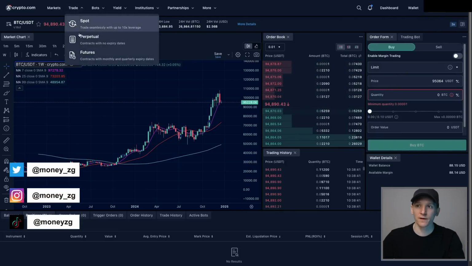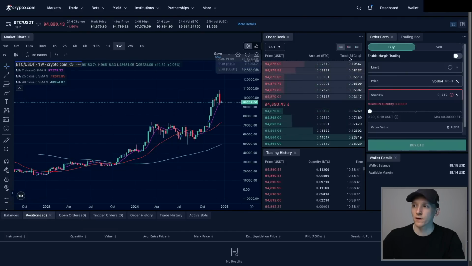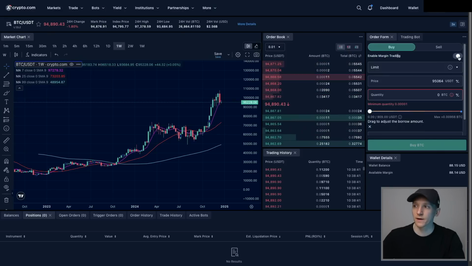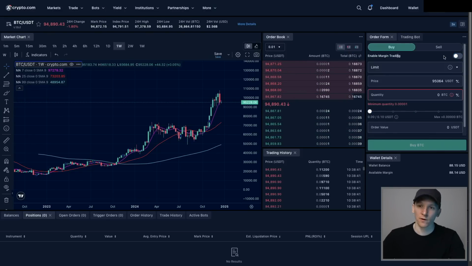I'll show you how to trade with margin on crypto.com exchange. So we come to trade and then spot trading. And from here, we go to enable margin trading on the right-hand side and then click it on and off. It may pop up with a terms and conditions box if it's your first time. So go ahead and read that. And if you want to enable margin trading, you can do.